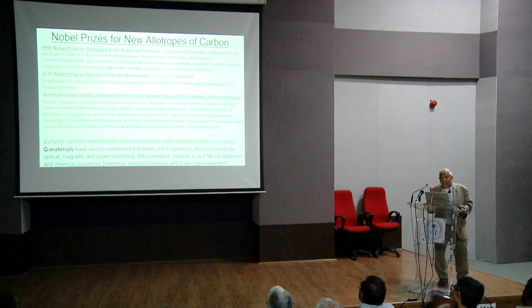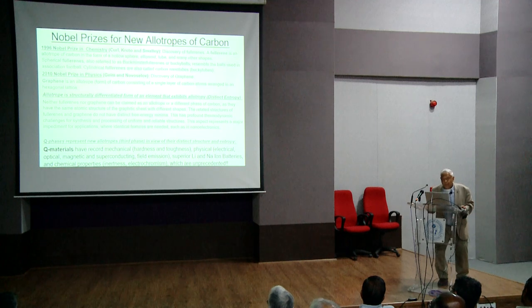And they call them a new allotrope. And that's where there is a problem. It's not a new allotrope, and I will explain in a minute. Physics was also equally anxious, Nobel Committee, so they gave it to Geim and Novoselov, discovery of graphene. Again, this is not an allotrope.